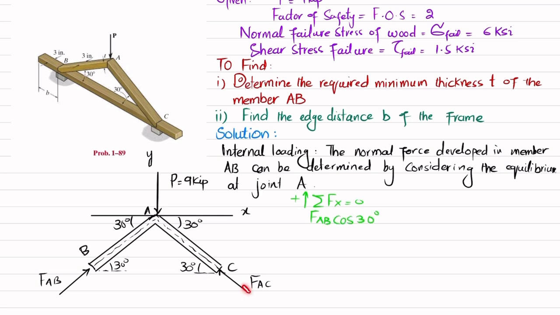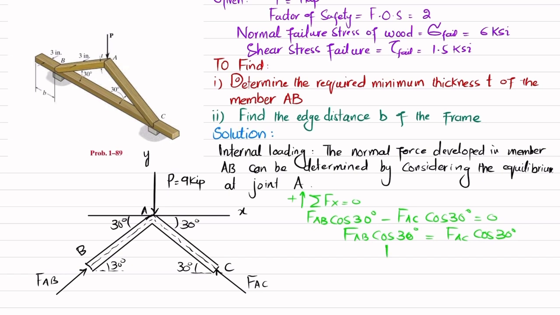And same is the case, this FAC will have two components. One is this one, another one is this one. And this component is FAC cos of 30 degree, and it is toward negative direction. So I will write minus FAC cos of 30 degree, and their sum must be equal to 0. So it means that FAB cos of 30 degree is equal to FAC cos of 30 degree. So cos of 30 will cancel each other, so FAB will become equal to FAC.